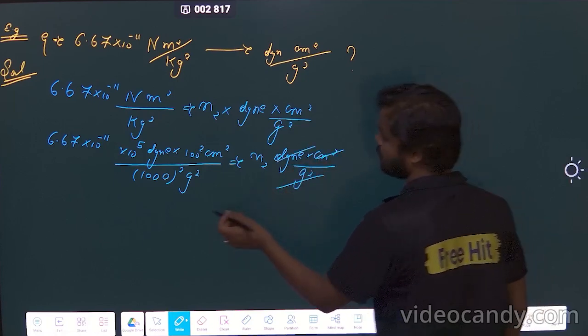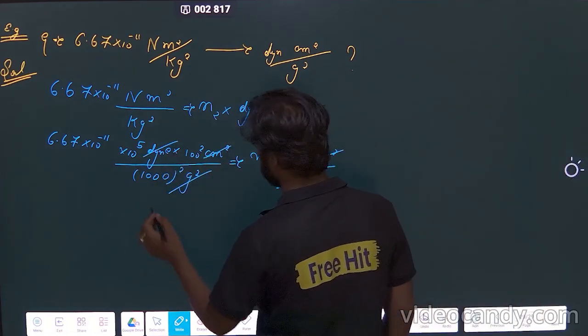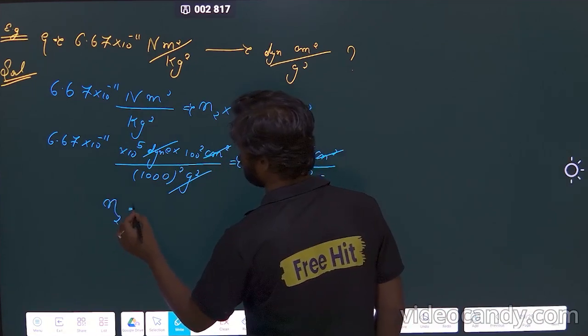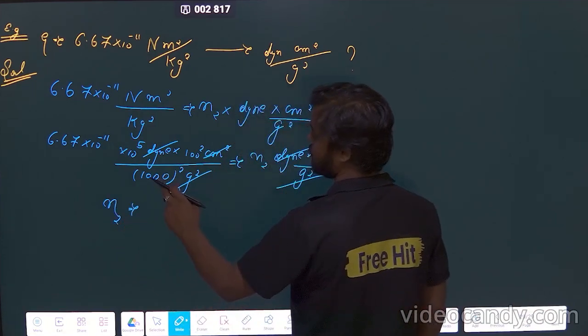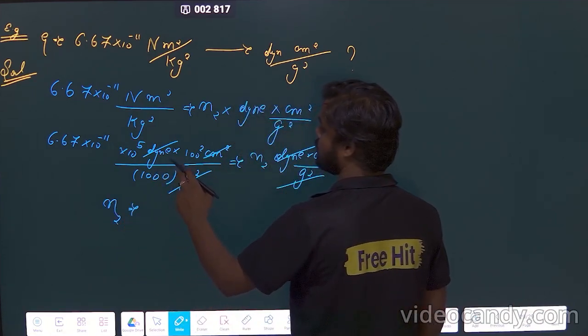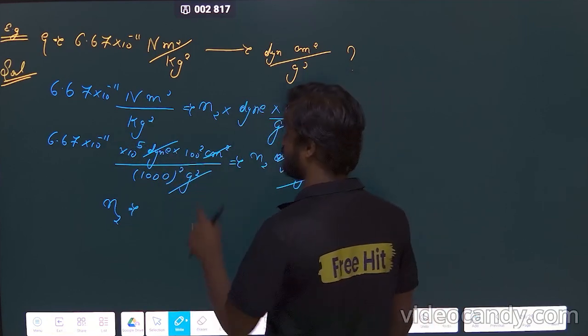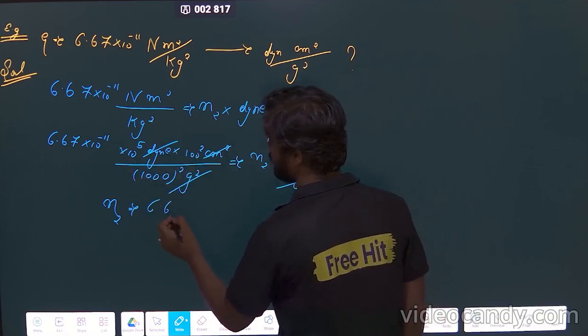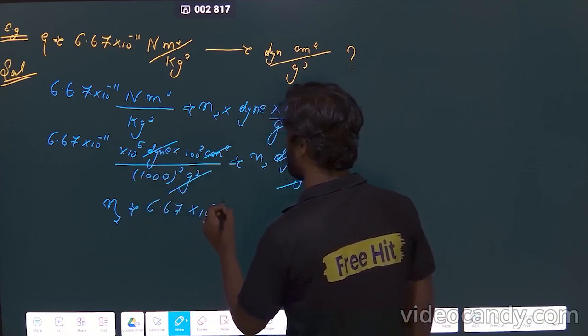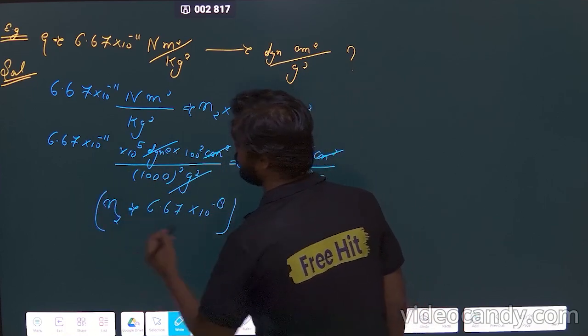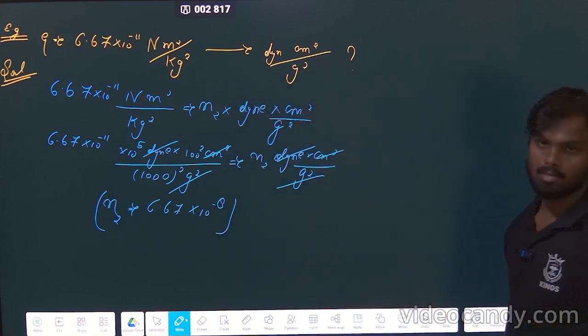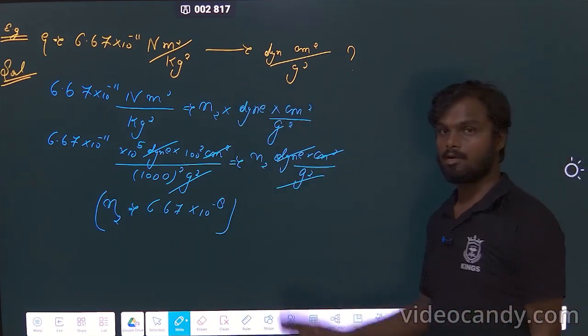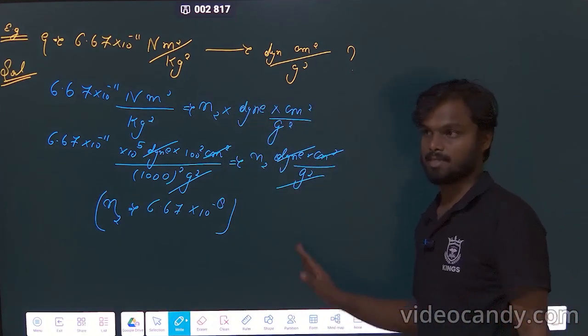So everything will be cancelled out, and what is left? N2 will be equal to what? See, this is 10 cube, 10 to the power 6, 10 to the power 6 cancelled out by 10 to the power 5, you will get 10 to the power minus 1, that is 10 to the power 4, so you will get 6.67 into 10 to the power minus 8. That is my value in CGS unit. Clear? Any doubt is there? Okay. Shall I proceed further?